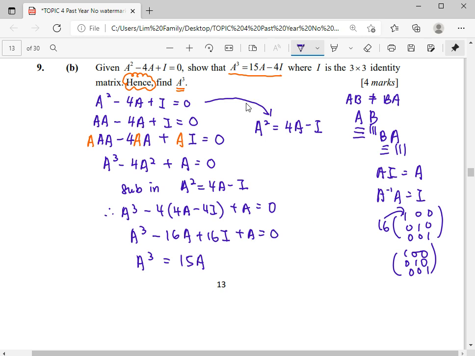Oh yeah, I get a 4 here. Wrong substitution here, so it should be an I here. So when I multiply in the 4, I get positive 4. Move to the right hand side, minus 4I. So this is how we showed it.